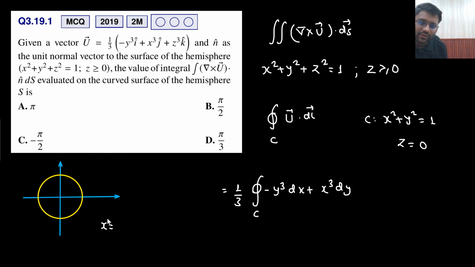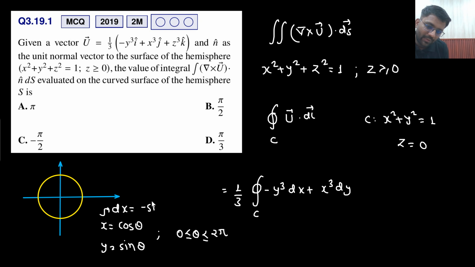What will you do? x equals r cos theta. What is the value of r? The value of r is 1 only. So x equals cos theta, y equals sin theta. And theta will move from 0 to 2 pi. From here, can you find the value of dx? The value of dx comes out to be minus sin theta d theta. And what is the value of dy? dy comes out to be cos theta d theta.